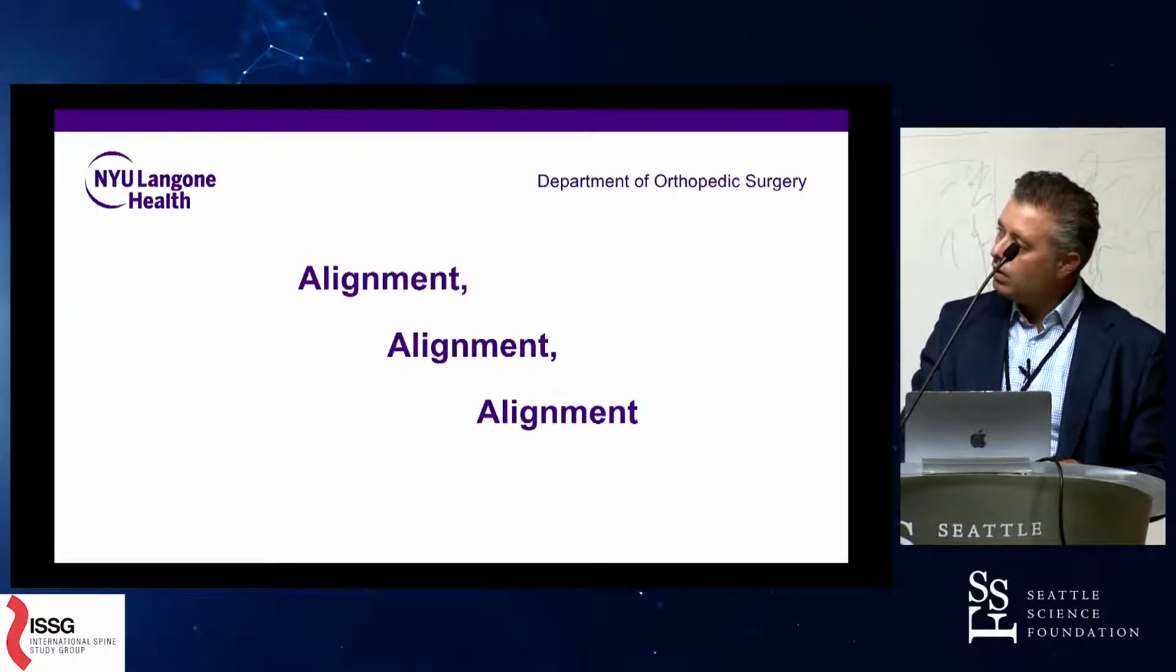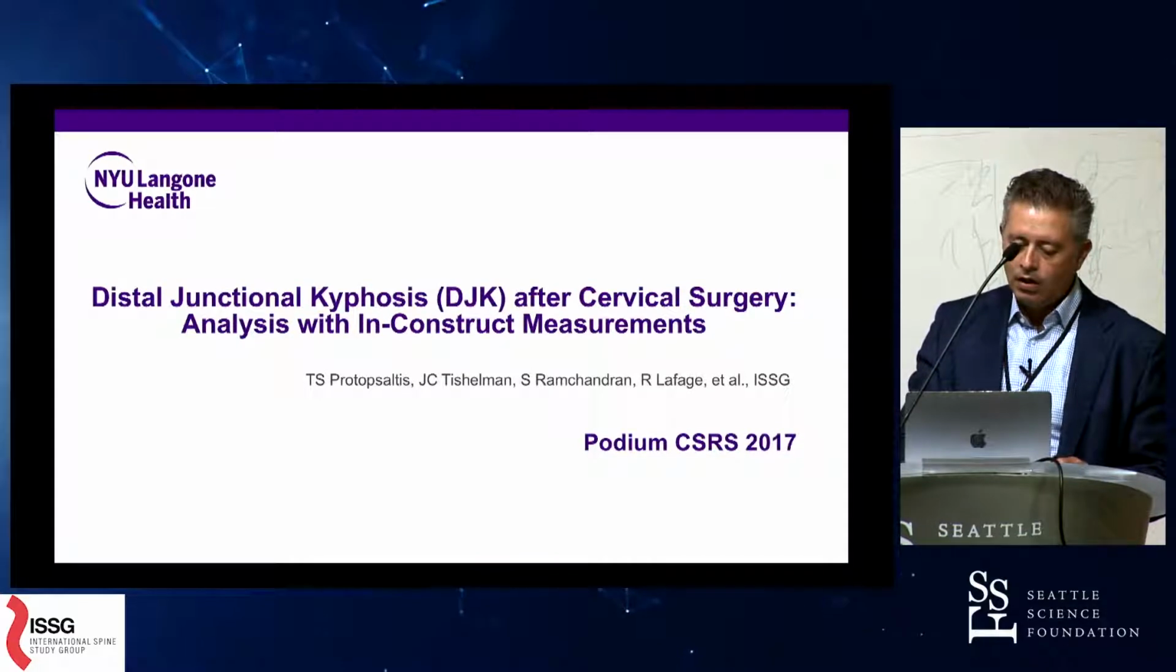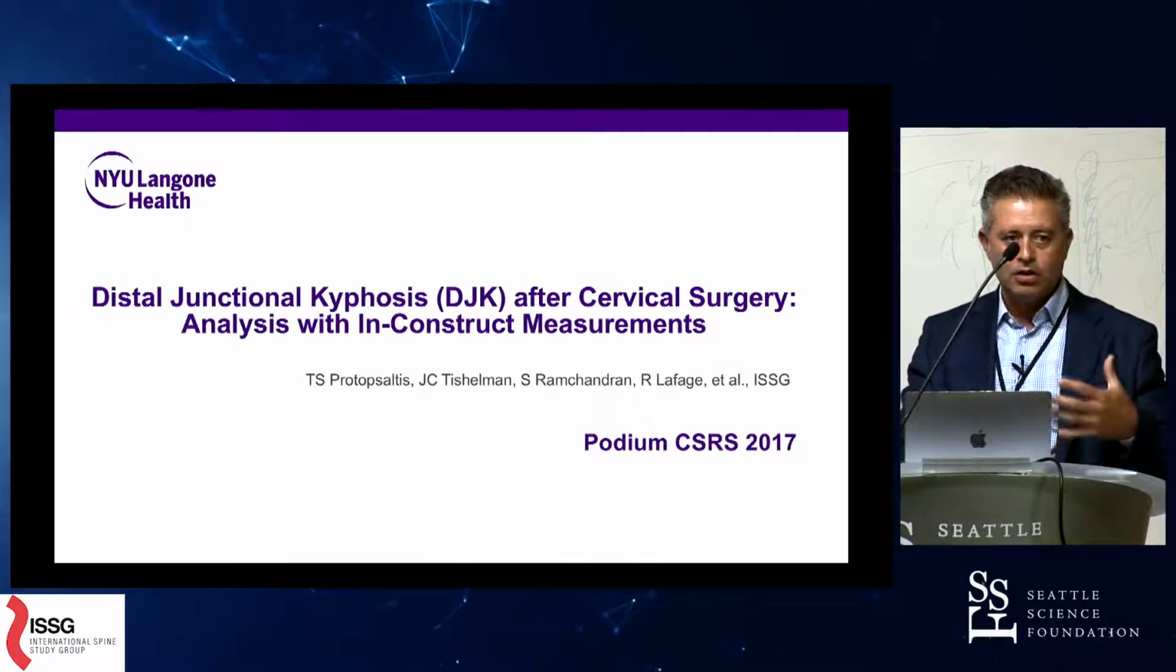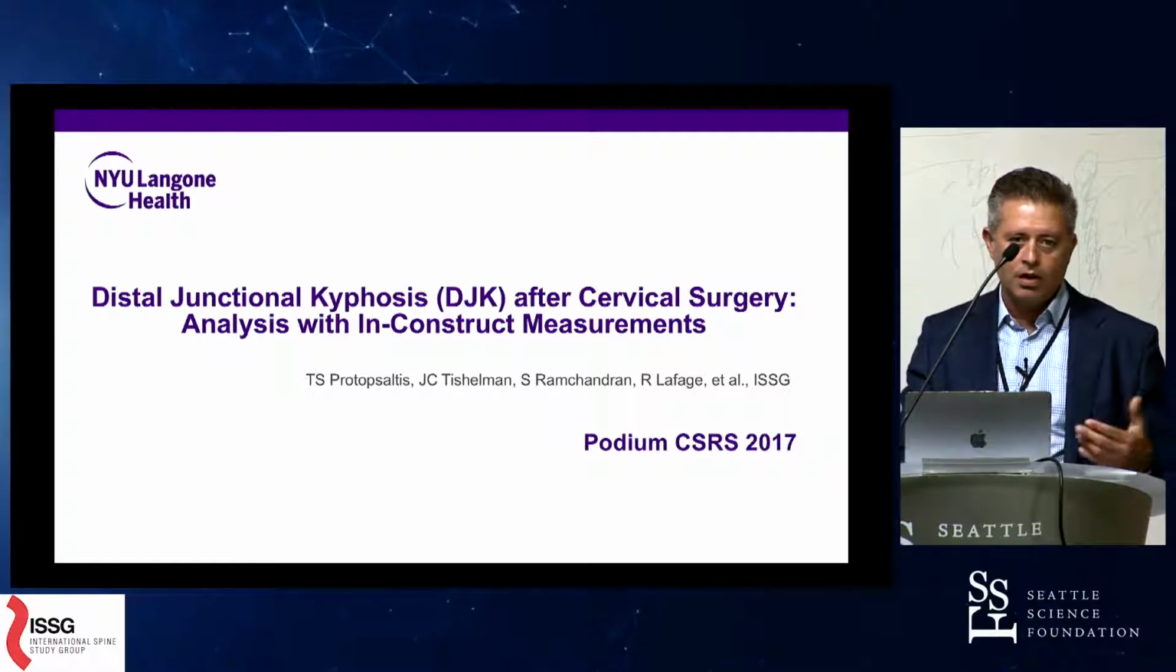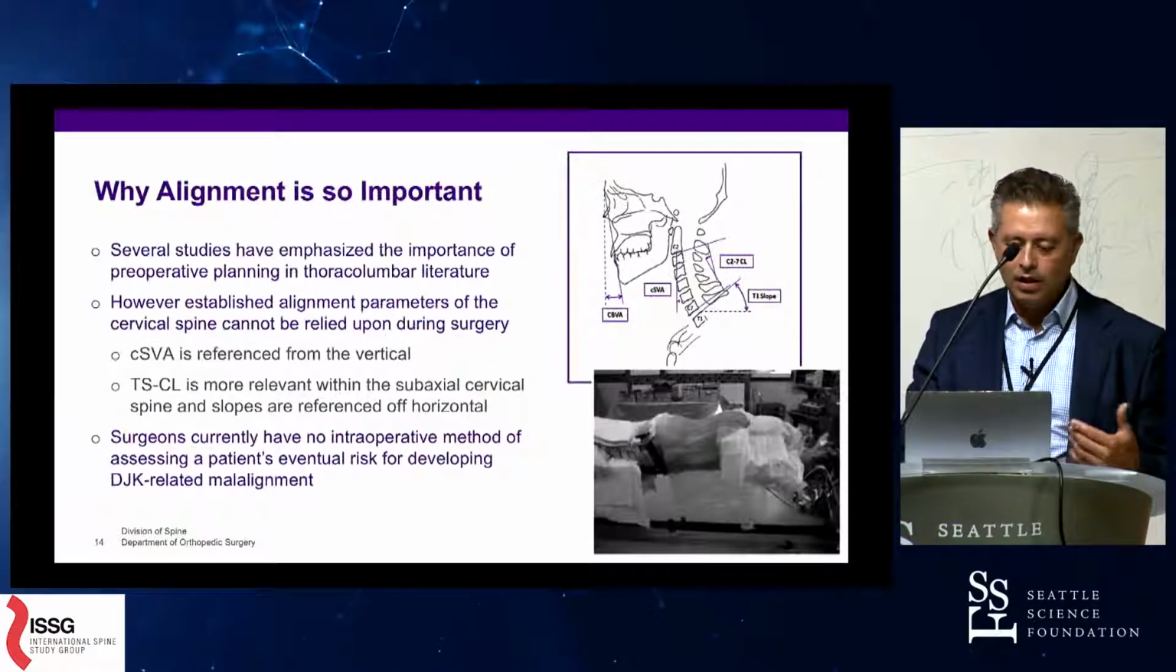But I think alignment is really, really important. And how do you tackle this? How do you measure alignment in surgery to say, well, I got it or I didn't get it? You can't measure these slopes during surgery, right? It doesn't make any sense.